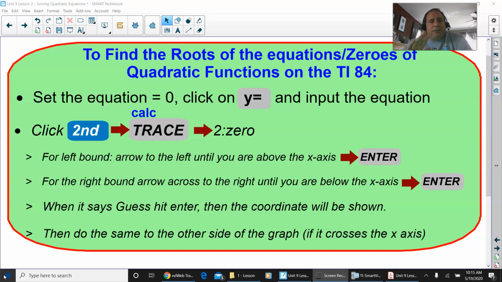Remember, you click the second function and then you hit trace, and that will bring you to the calculate page, and then you hit the 2 for the zero. You're hitting 2 for zero because, again, you're solving for those zeros, and the calculator will remember: go left bound, press enter, move the cursor to the right, press enter, and then you guess, and press enter one more time, and it'll give you your answer. And that is basically it.